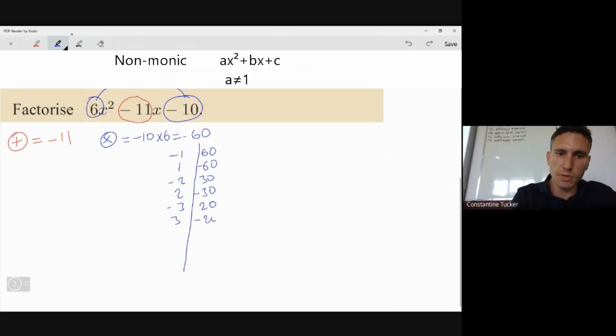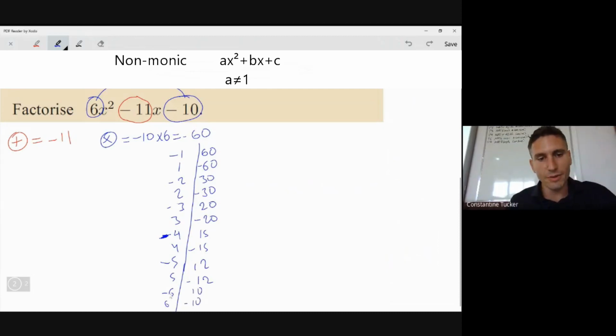So let's see, it could be these pairs I've written. I'm going to keep going by increasing one number and decreasing the other one. So we could have minus 5 and 12, 5 and minus 12, minus 6 and 10, 6 and minus 10, and I think that's pretty much it. And now we need to find which pair of these adds up to give us minus 11. Let's just go down the list and we will notice that positive 4 and minus 15 is the pair that we need.